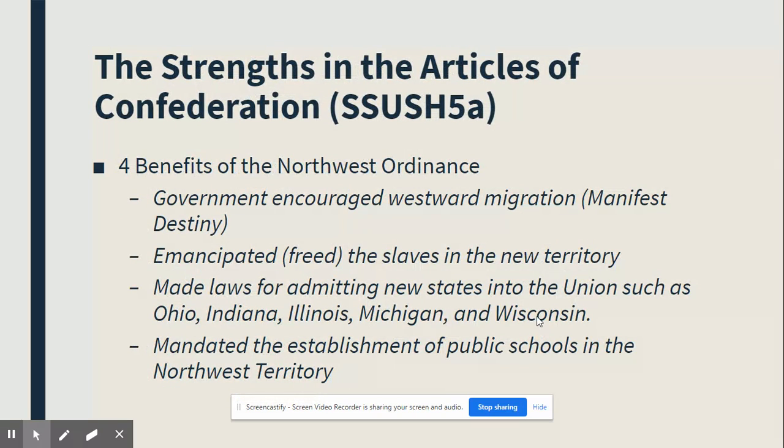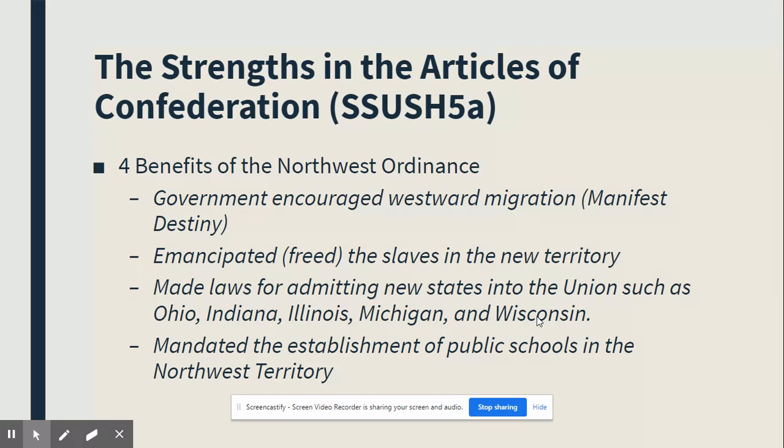Okay, the four benefits of the Northwest Ordinance: it's going to govern itself, and it tells everybody you need to go west. Go west, manifest destiny. That just means it's our God-given right to go. It freed the slaves in the new territory, which we will know the southern states won't like. It made laws for admitting new states into the Union, such as Ohio, Indiana, Illinois, Michigan, and Wisconsin. The fourth thing is it mandated the establishment of public schools. So it told us to go west, freed the slaves, made laws, and then made schools.